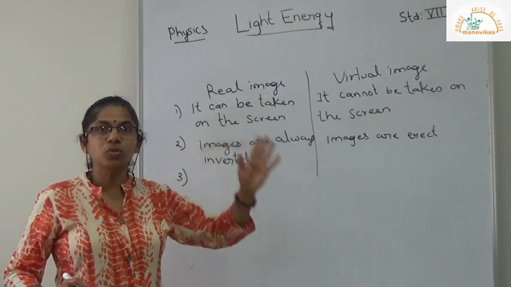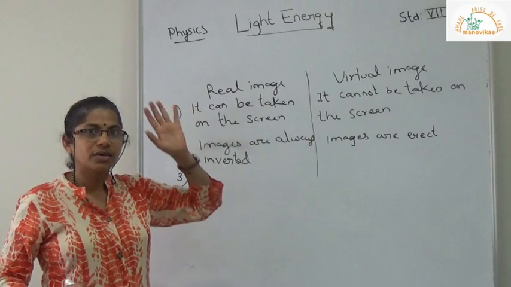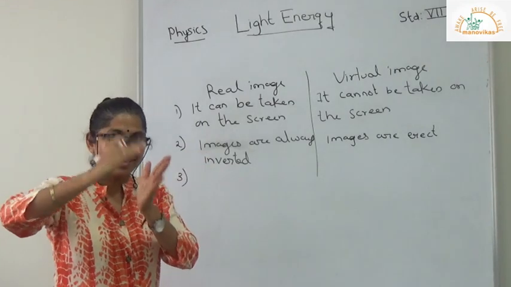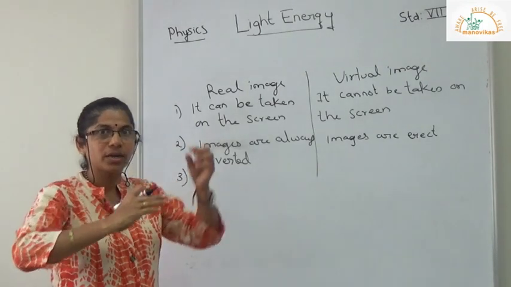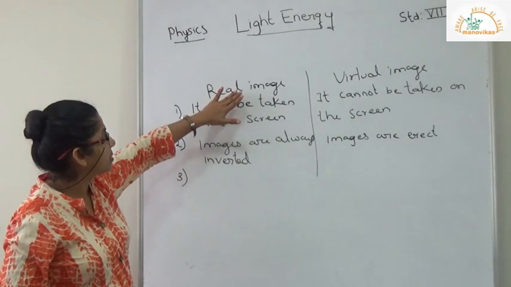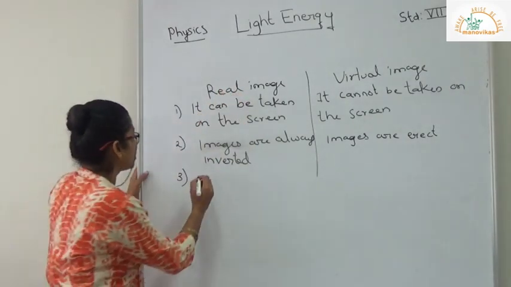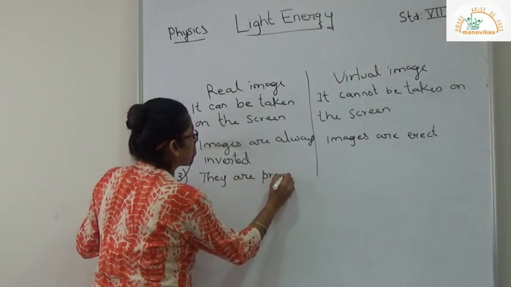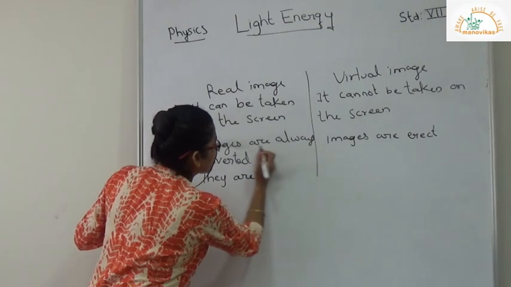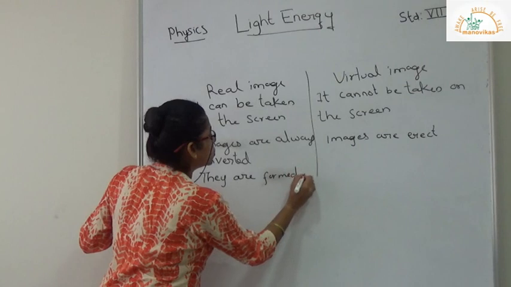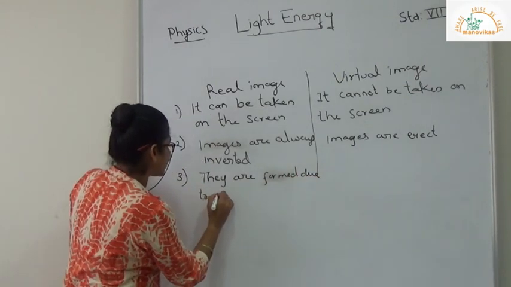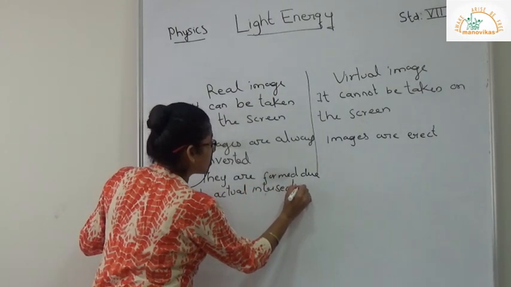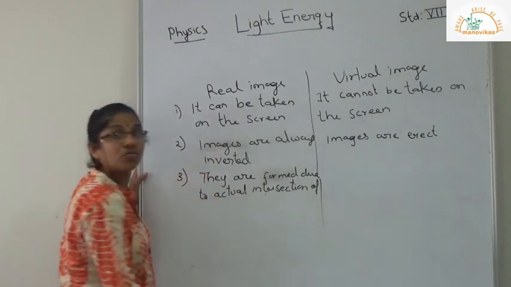the images which are formed on the screen in case of real images, they are produced by actual intersection of the rays. Light rays are actually meeting at that point to get an image. Such images are called real images. Okay? They are produced, they are formed due to actual intersection of light rays.